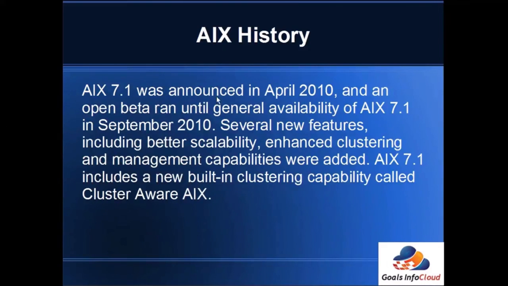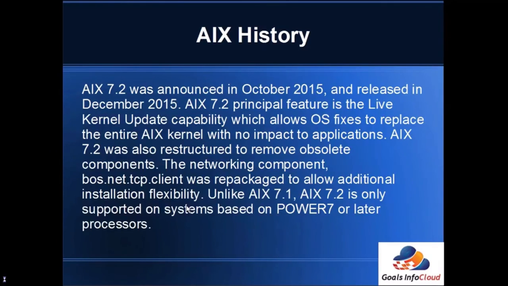AIX 7.1 was announced in the year 2010 and the open beta ran until general availability of AIX 7.1 in September 2010. Several new features including better scalability, enhanced clustering, and management capabilities were added. AIX 7.1 includes a new built-in clustering capability called Cluster Aware AIX.